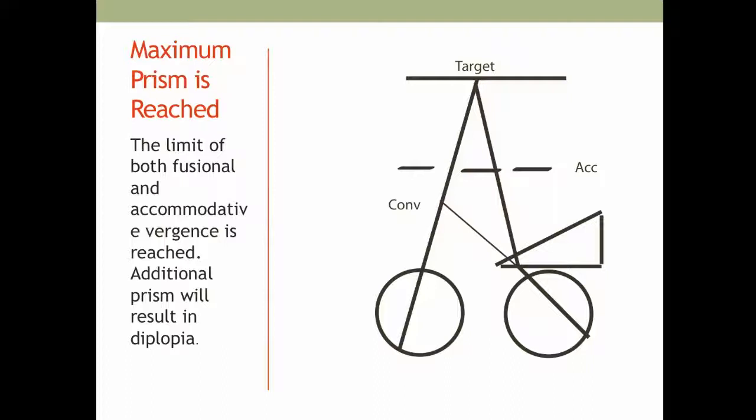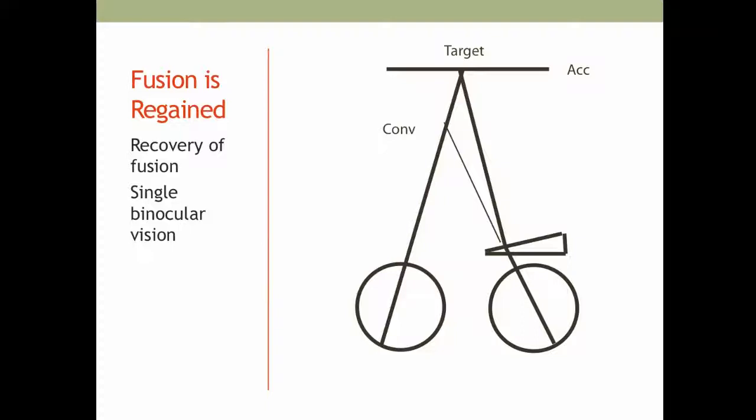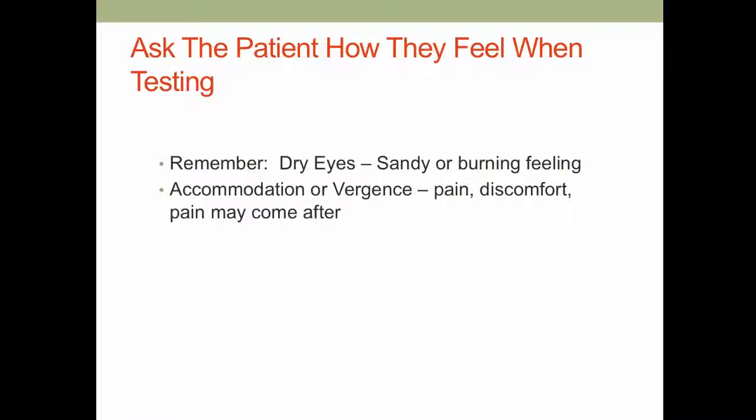Diplopia occurs when you're at the limit of accommodative vergence and fusional vergence, and the target will instantaneously become clear again. As we know, we reduce the amount of prism until we regain fusion, the recovery point. So the recovery point is really a representation of voluntary vergence. Patients who have good recovery points usually have strong vergence systems. So we're measuring the potential to maintain fusion and the ability to regain fusion, which is voluntary vergence.